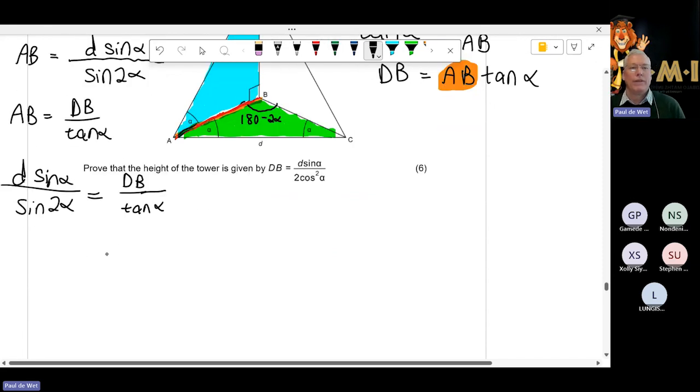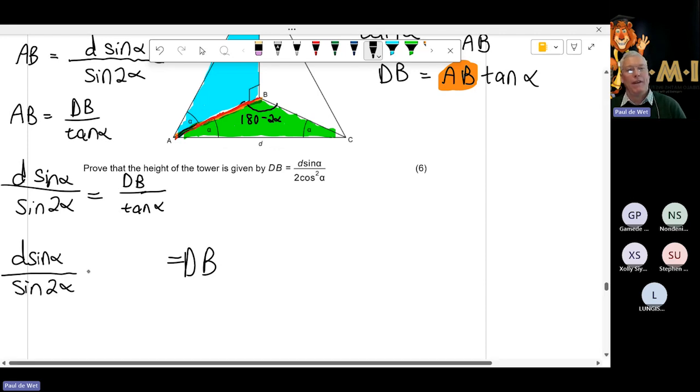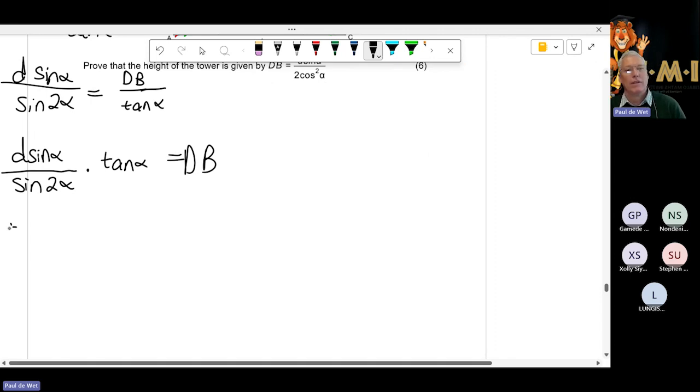dB is equal to D sin alpha over 2 sin alpha cos alpha times, sure, okay. So dB is going to be, I'm struggling here, dB is going to be D sine alpha over sine 2 alpha, and then times tan alpha. Yes, okay, carry on.